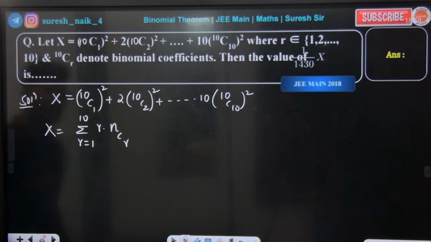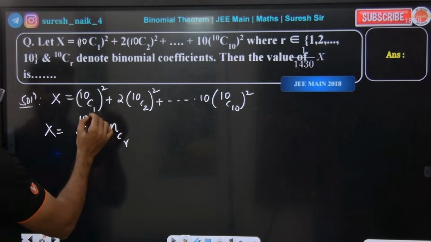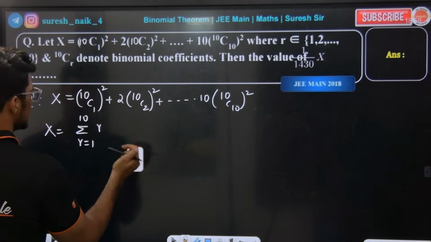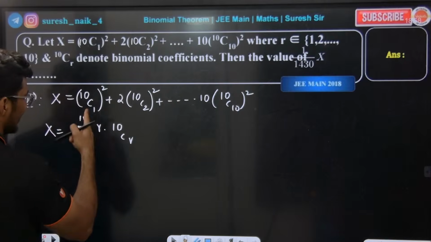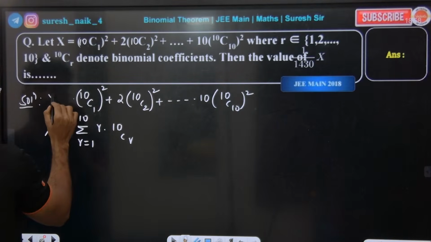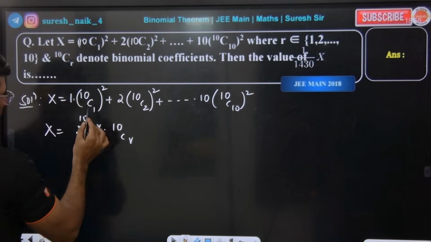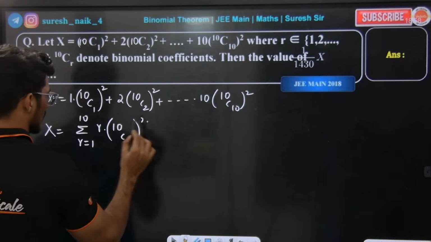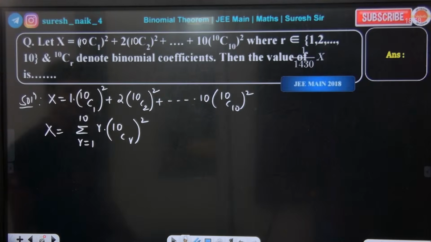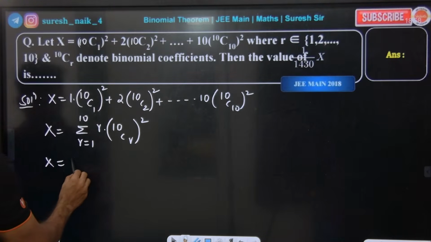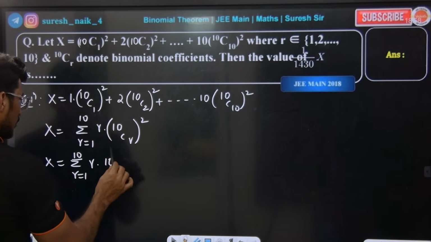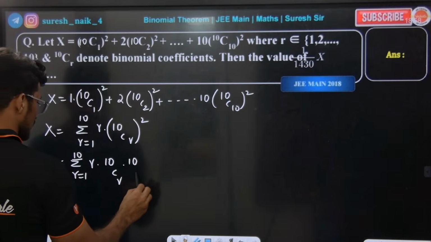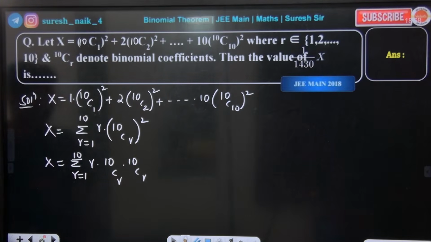Yes or no? If we put r value 1, first term will come: x is equal to 1 into this 10C1, and square as it is. Then r value 1 into 10C1 whole square, 2 into 10C2 whole square, and so on, up to 10 into this. So r equals 1 to 10, r into 10CR into 10CR. Are you getting the point?